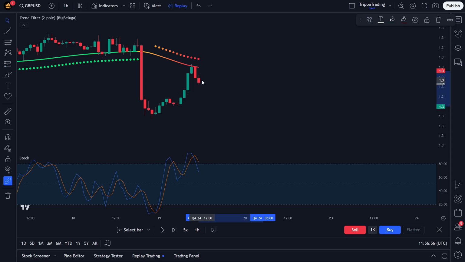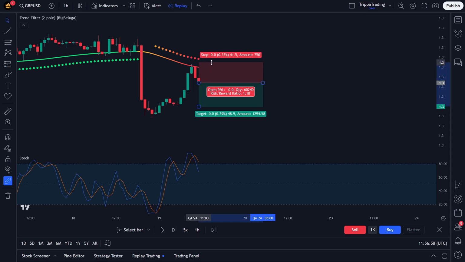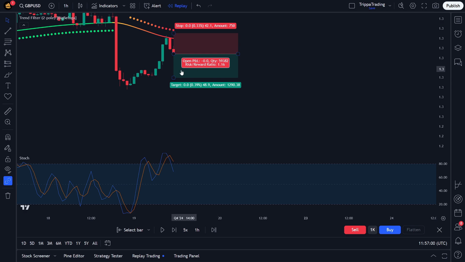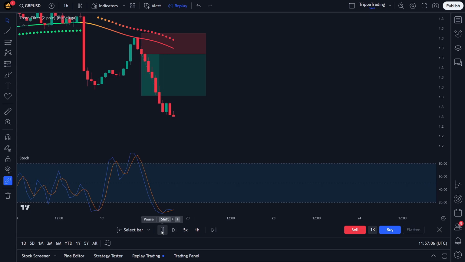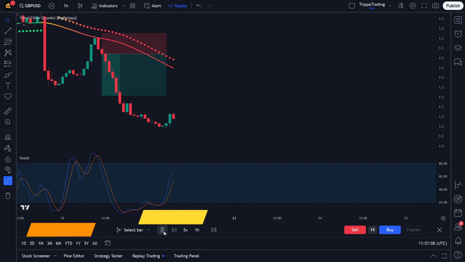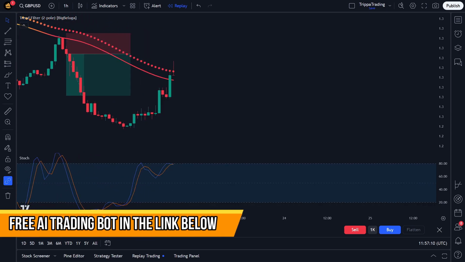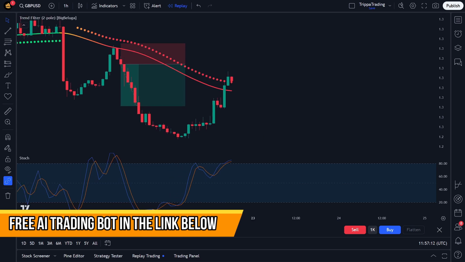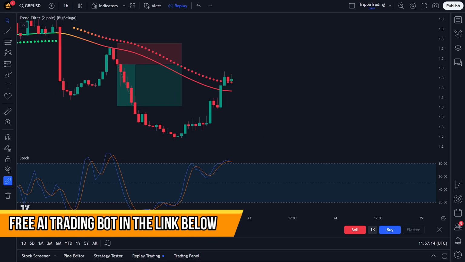So we can enter a sell position here. You can place your stop loss above the recent swing high. You can target a 1-to-2 risk to reward ratio. Now let's see if the trade will play out in our favor. After some time, as you can see, this trade was successful with the price hitting the target profit.